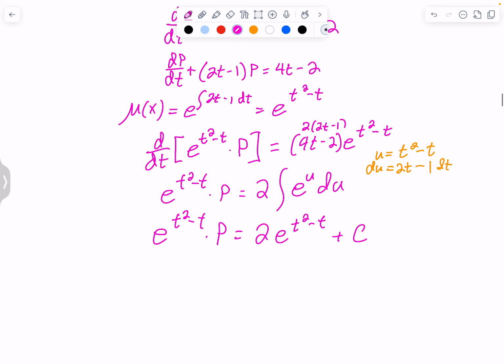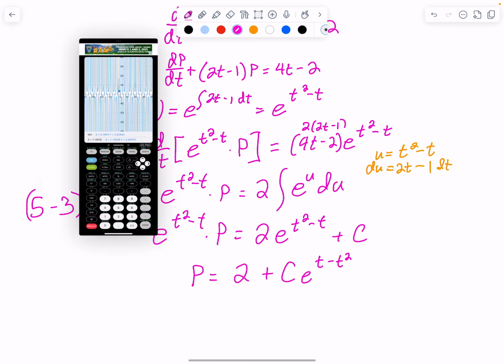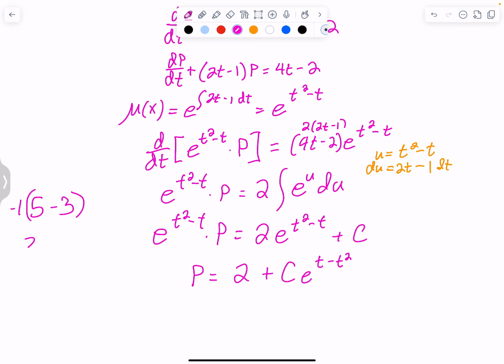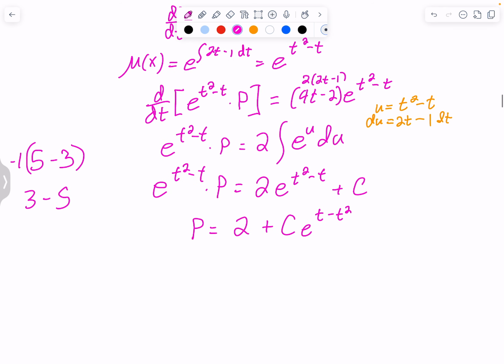All right. If I multiply now by the opposite of the t squared minus t, like I have the negative, then I cancel it there. Or I could think about dividing. I get P equals 2, and then I'm going to get Ce to the t minus t squared. I multiplied it by a negative, right? If I multiply subtraction by a negative, it flips it, right? 5 minus 3, if I times that by a negative, it becomes 3 minus 5. They just flip.